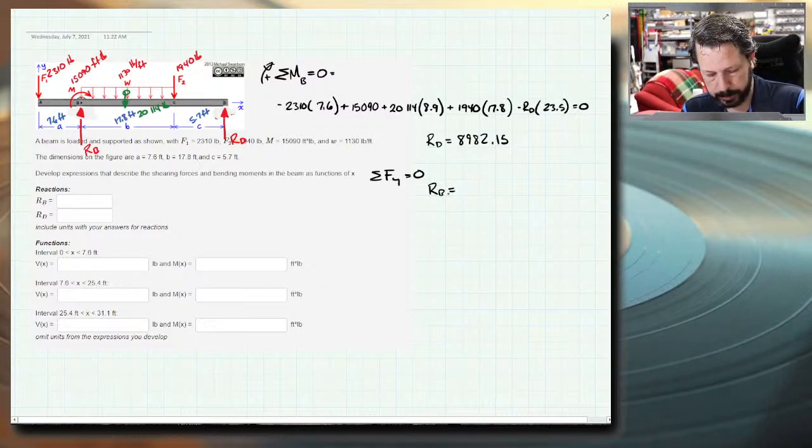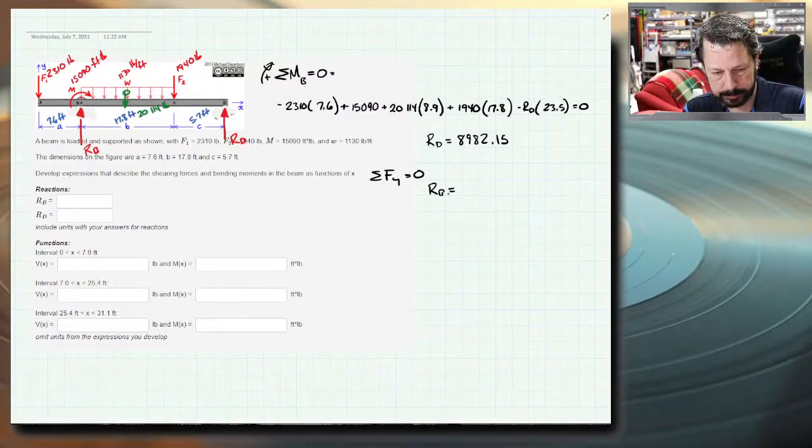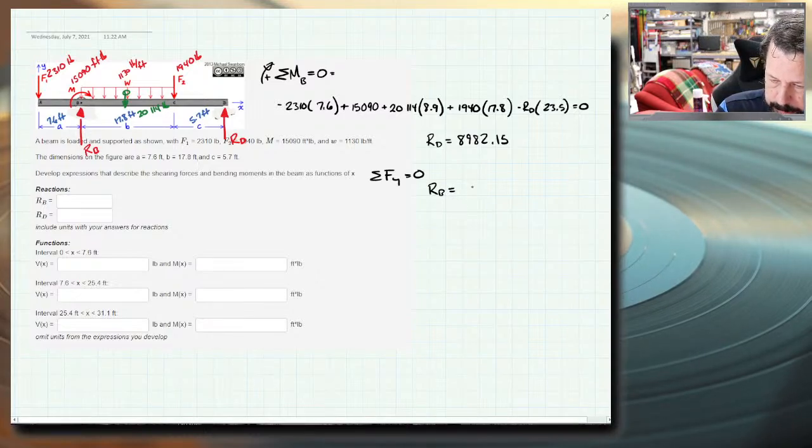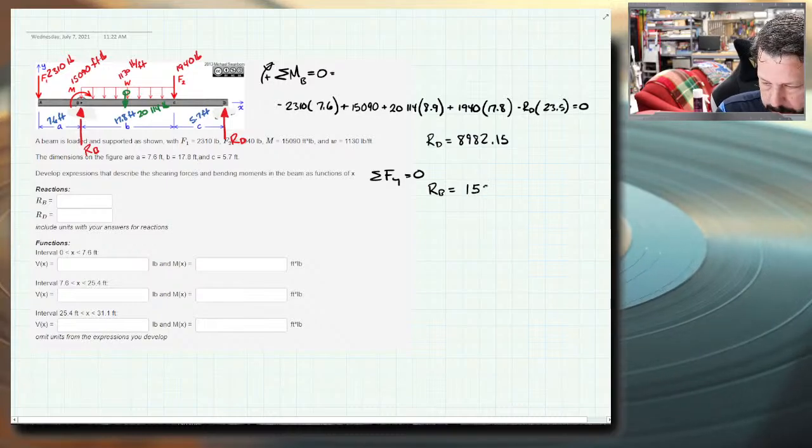And then we can do summation of forces in Y equals 0 to get RB. Let's just add it up real quick. So 2310. The moment doesn't go in there, so we leave that one out. 20,114, 1940 minus 8982.15 says it's 15,000. Oh, 15,381.85. These are all pounds.